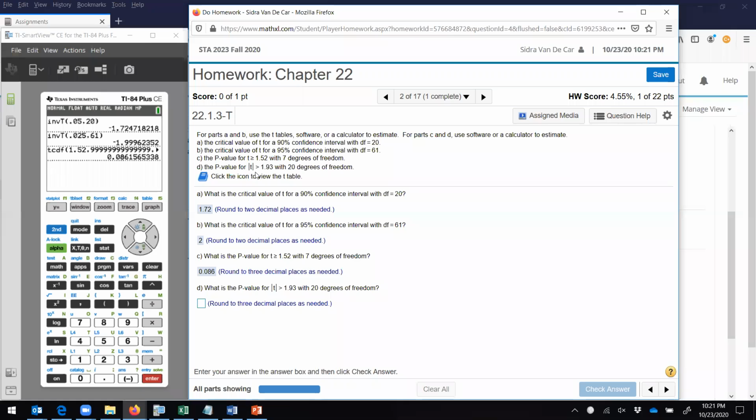And now the p-value for t greater than 1.93 with 20 degrees of freedom. So we're going to do the same thing, but it's 20 degrees of freedom. And we want to go bigger than 1.93. Now, notice I get 0.3 whatever. All right, now take a look at what's going on here.